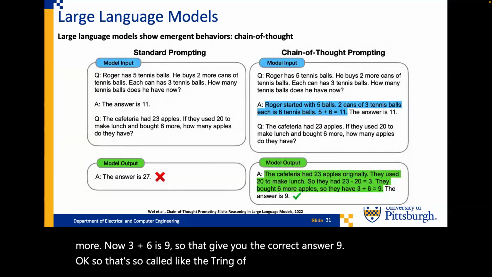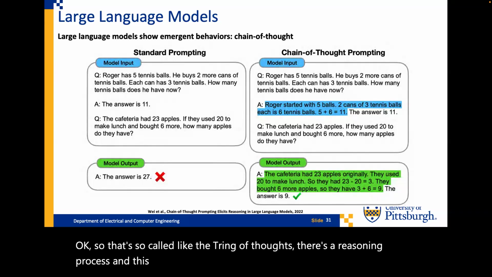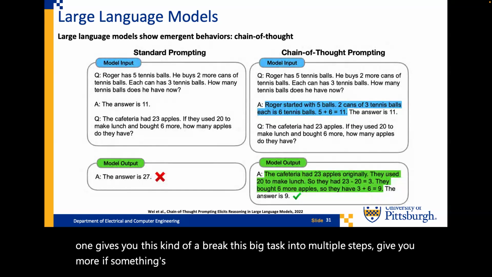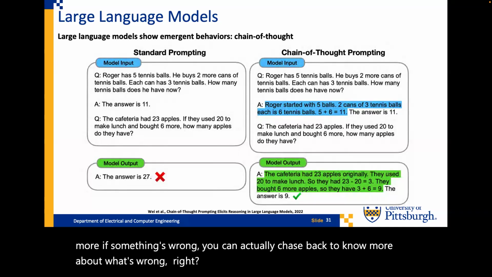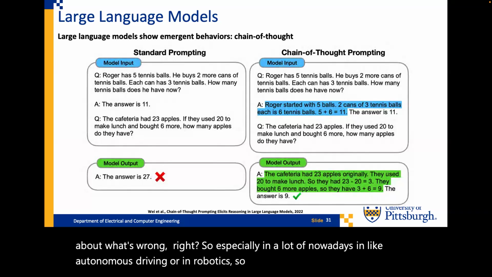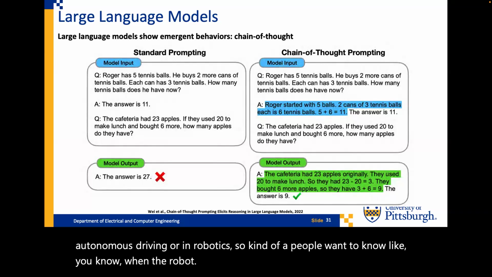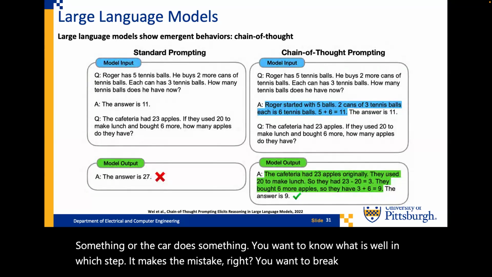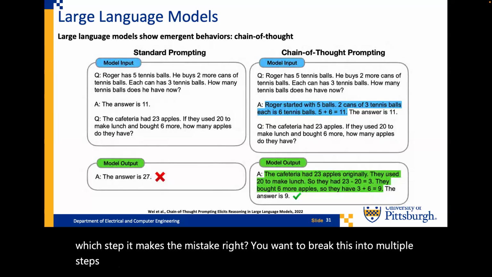There's a reasoning process, and this really helps not just improve the accuracy, but also breaks this big task into multiple steps. If something's wrong, you can actually trace back to know more about what's wrong, right? Especially nowadays in autonomous driving or robotics, people want to know, when the robot or the car does something, in which step it makes the mistake. You want to break this into multiple steps to know which step gives you the error.